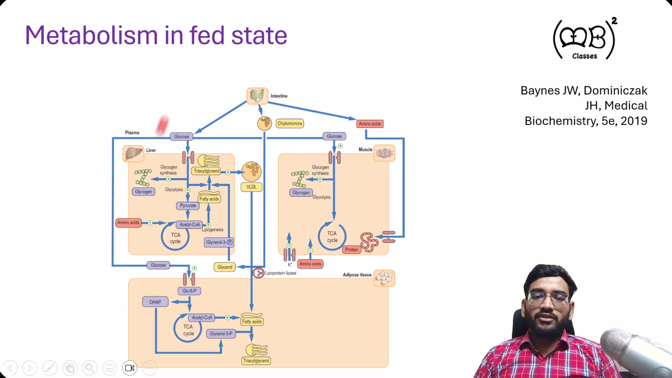This appears to be a very busy slide, but we'll take it one by one. There are three organs we'll mainly be talking about: the liver, muscle and adipose tissue. In the fed state, the intestine gives three things to the body. In the blood, the levels of glucose, amino acid and fatty acids increase, and fatty acids are absorbed in the form of chylomicrons.